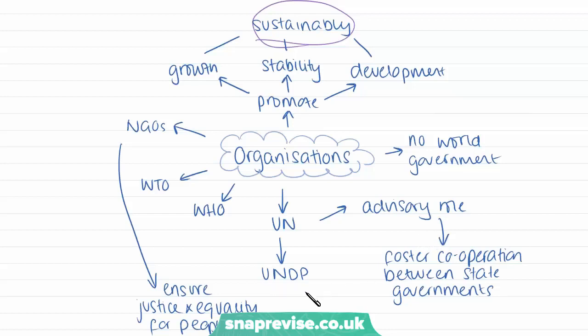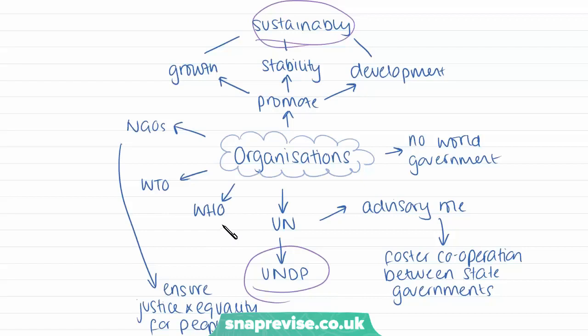So many organisations are then connected to the United Nations, such as the United Nations Development Programme, which focuses on global development as a form of global governance, and we're going to look at UNDP in greater detail later on. And some other examples of international development agencies that we're going to look at in greater detail are the World Trade Organization and the World Health Organization.